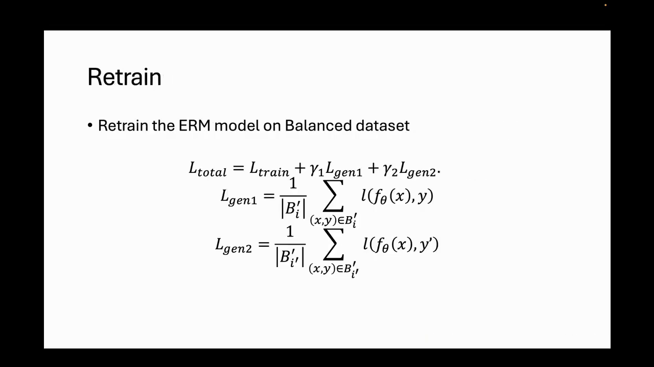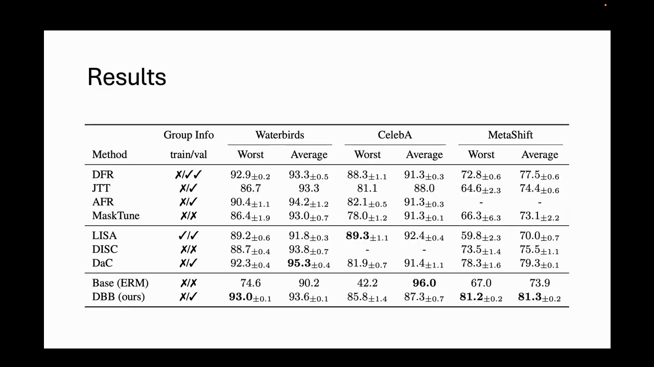Finally, we augment the dataset with these filtered samples and retrain the ERM model on the generated ones and the initial samples. After retraining on the balanced dataset, we consistently improve worst group accuracy across 3 benchmarks. On Waterbirds and MetaShift, our method outperforms other state-of-the-art approaches to mitigate spurious correlations too.